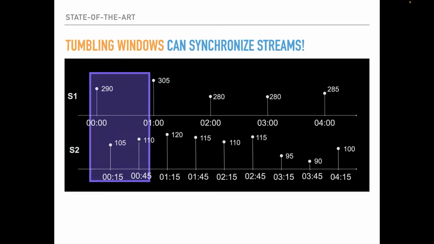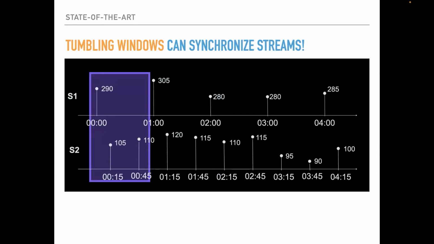So what? Well, you need windows again. This purple square is a window that is capturing 1 event in S1 and 2 events in S2. And those are the events that, of course, when there will be a key predicate, you may want to join.